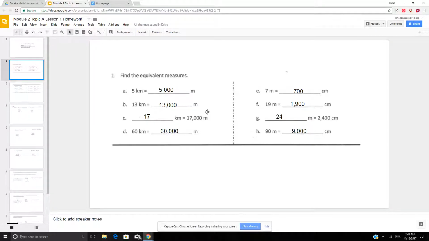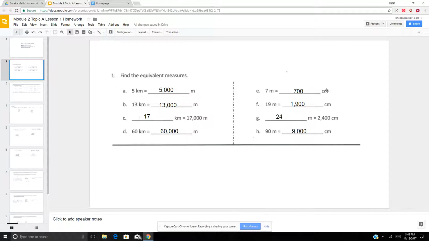first equivalent measures. And we know that 1 kilometer is 1,000 meters, so 5 kilometers would be 5,000 meters. 13 kilometers would be 13,000 meters. 17,000 meters would be 17 kilometers because 17 kilometers is 17,000 meters. 60 kilometers is 60,000 meters. Okay? So that's kilometers and meters.